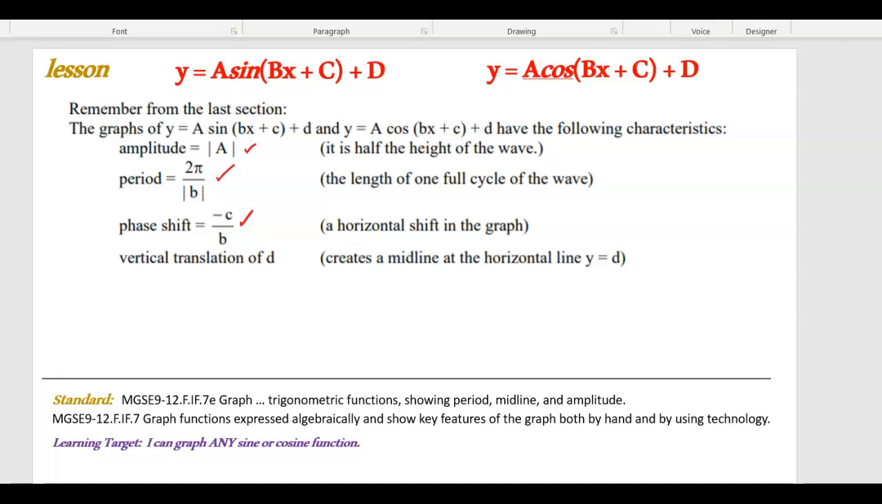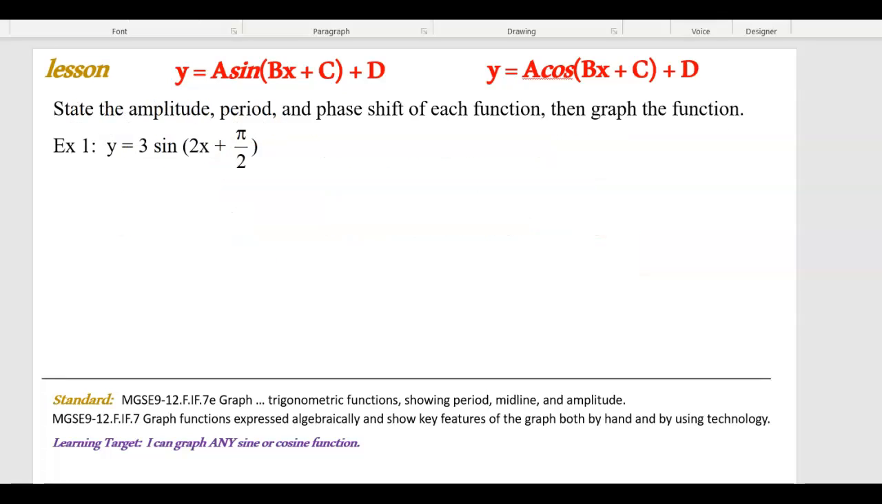And then D on the outside is going to be a vertical translation. D up or D down. The midline will always be a horizontal line of the form y equals whatever the D value is. So that's pretty easy. So if you see plus 5, the line is going to be y equals 5, which is a horizontal line. So I think D is even easier than A. All right, so that's where we are today. When you're done today, you will be able to graph any sine or cosine function of this form. So here we go. First problem.